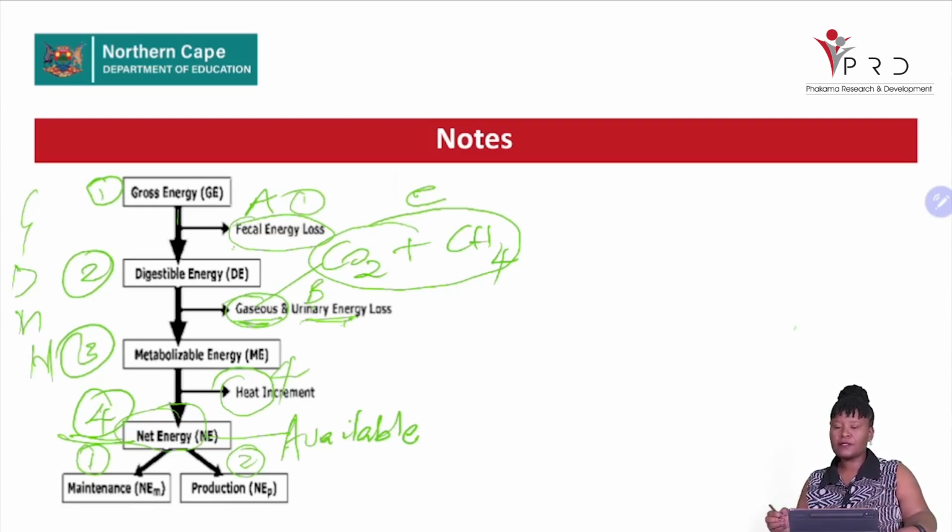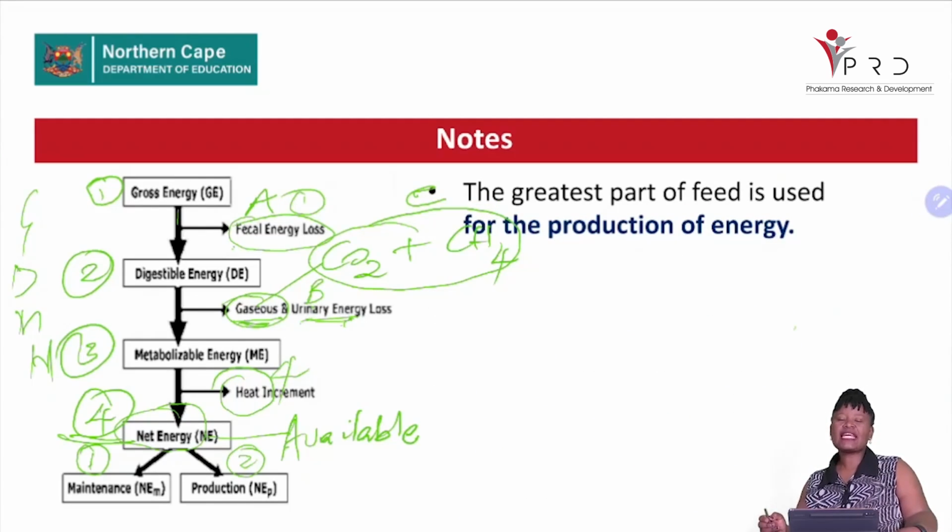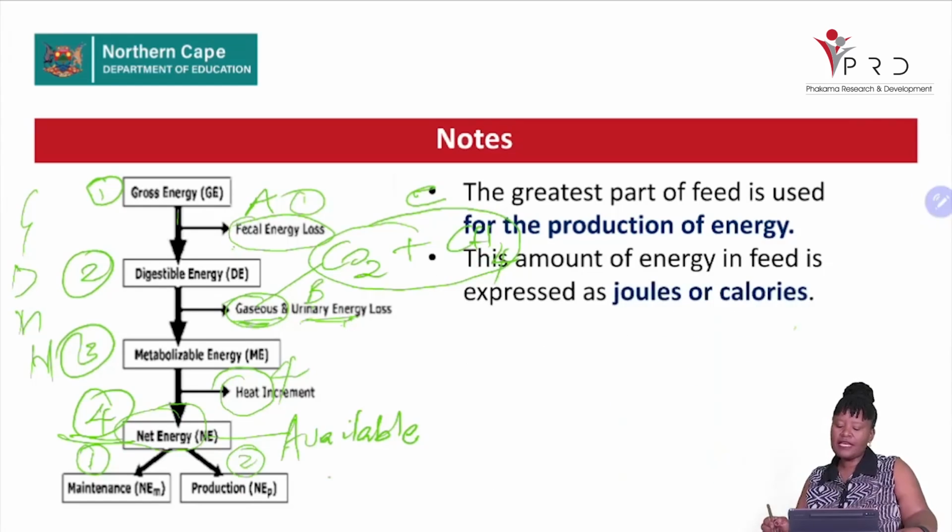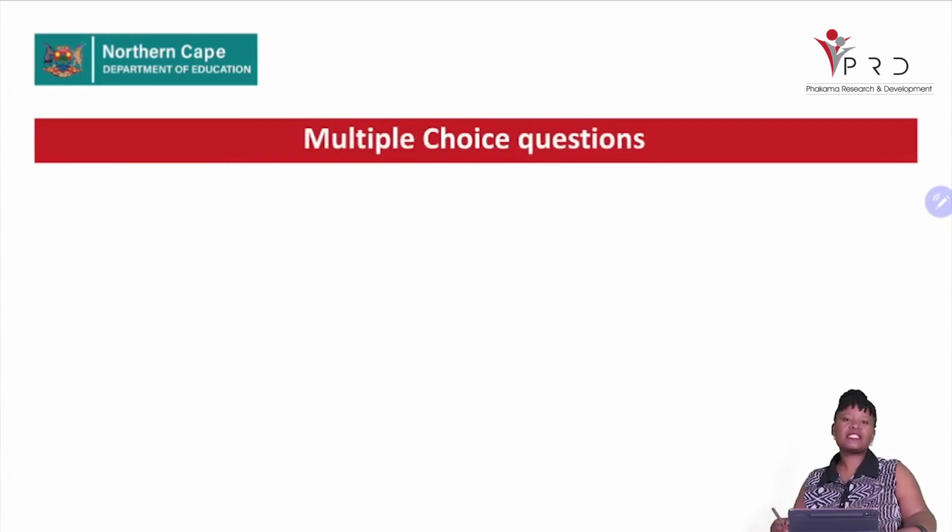You need to note that, and it is important for you to know. The greatest part of feed is used for production of energy so that it can be available. The amount of energy in feed is expressed in joules or calories. So the joule is the unit of measurement for the energy we are talking about. So let's check some of the questions in our DBE question papers that talk about the energy value of feed. I sampled a few multiple choice questions.